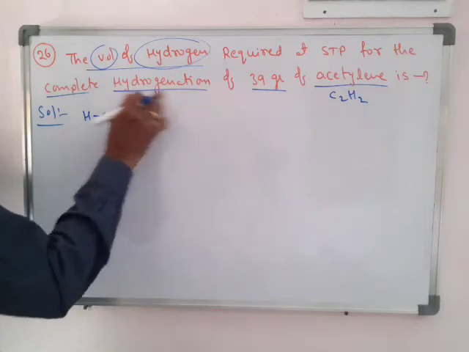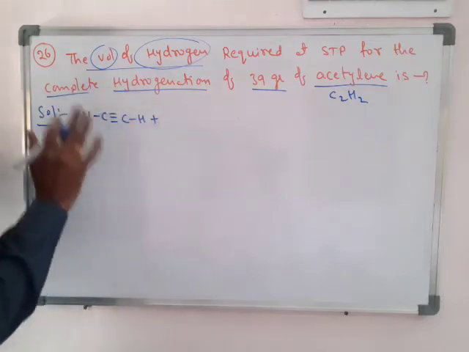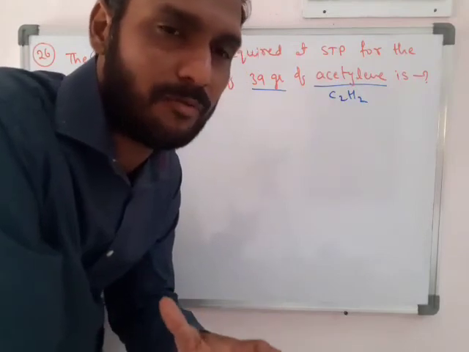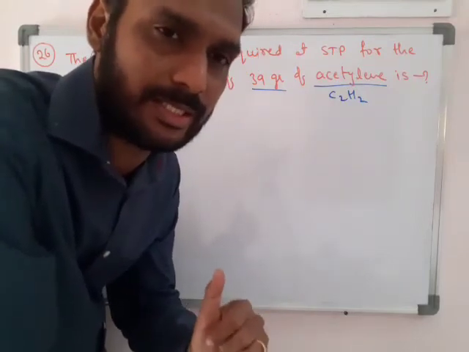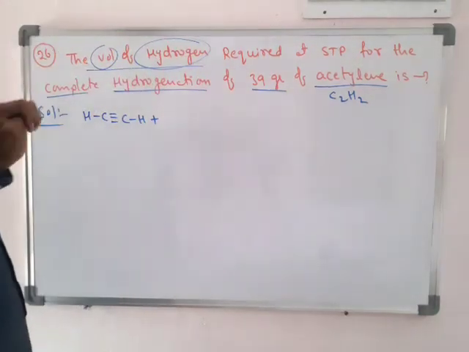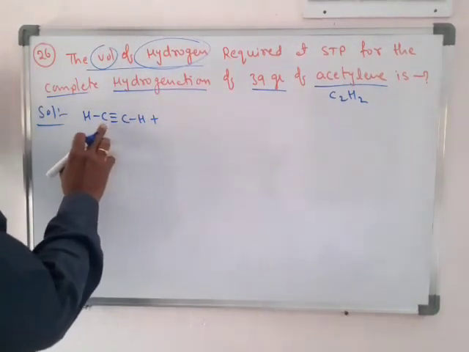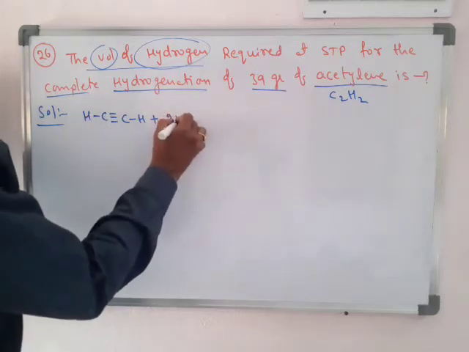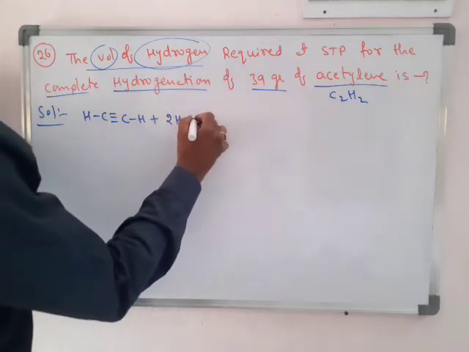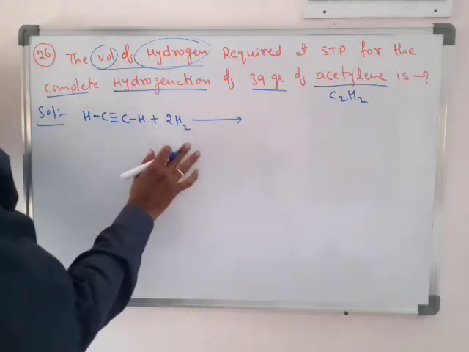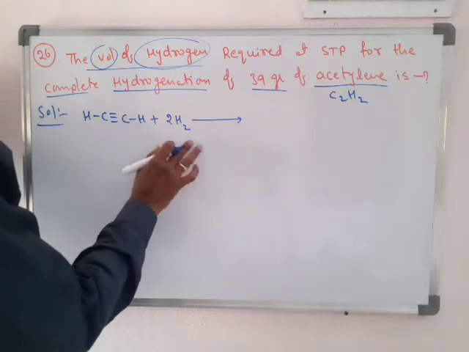So it is given that complete hydrogenation. Complete hydrogenation means the maximum number of hydrogens can be added to acetylene. That is called complete hydrogenation. So there is a triple bond, so the carbon has 2 pi bonds. 2 pi bonds means it can combine with 2 H2s. Totally it combines with 4 hydrogen atoms.